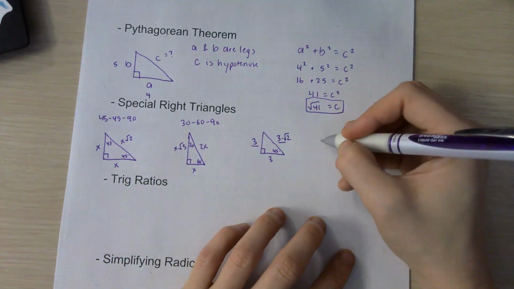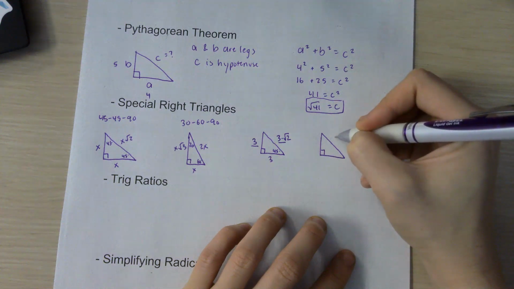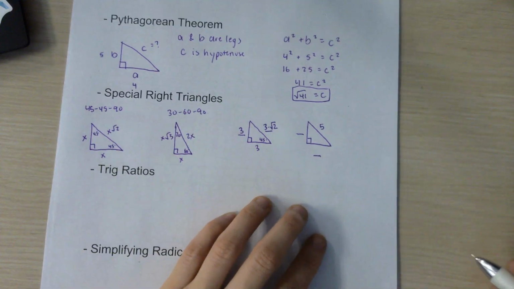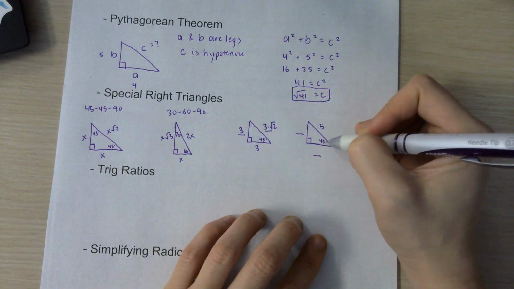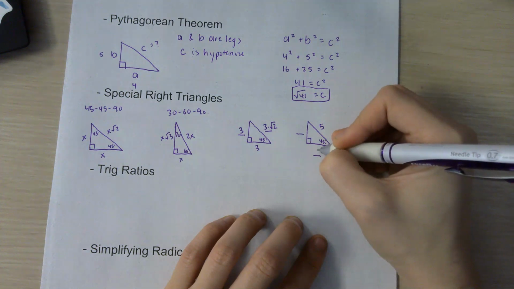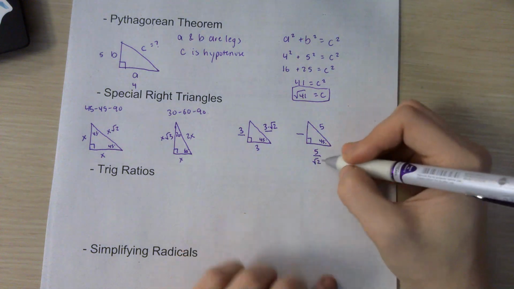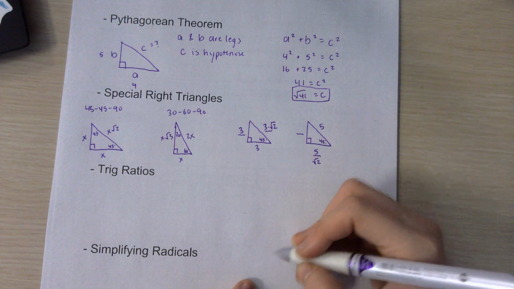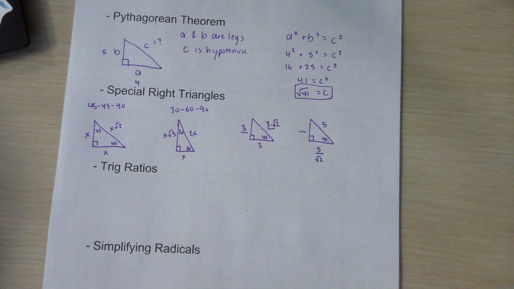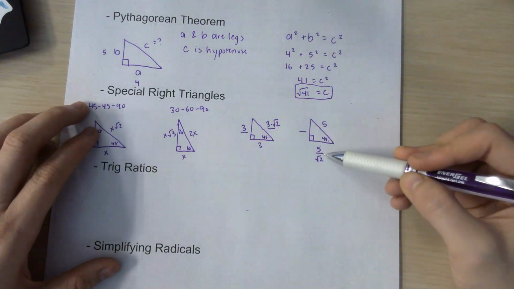All right, let's do the reverse. Let's do 5, right? So in order to get from the hypotenuse to the leg, we have to divide by root 2. So our answer is going to be 5 divided by root 2. But we actually don't want a radical on the bottom. We're going to want to simplify that, so we'll come back to that. But remember, to go from leg to hypotenuse, we multiply by root 2. To go from hypotenuse to leg, we divide by root 2.